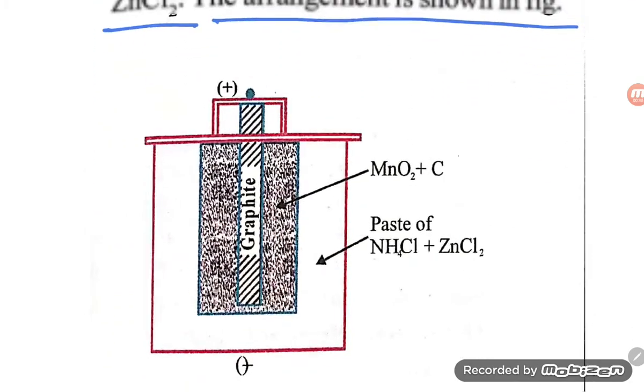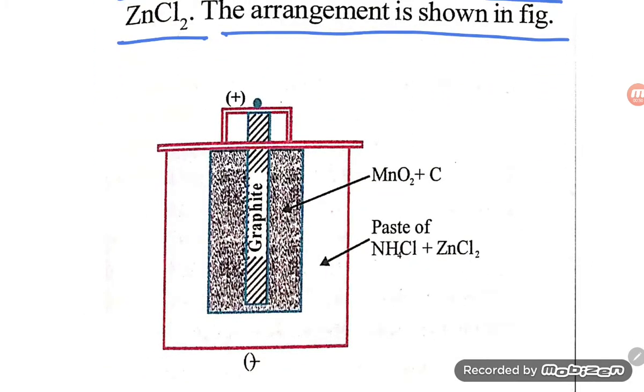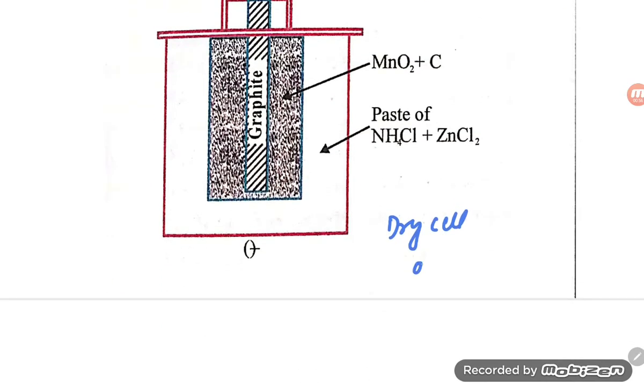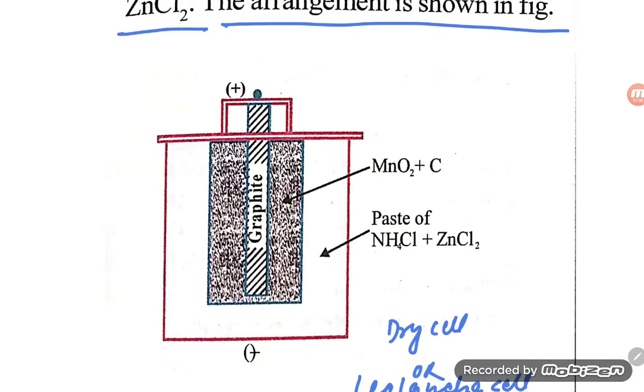So you see, students, what is there. This is the dry cell. Or you can say another name for this dry cell, also known as the Leclanché cell. Now students, what is happening in this cell? There are electrodes, anode and cathode. So here you see.